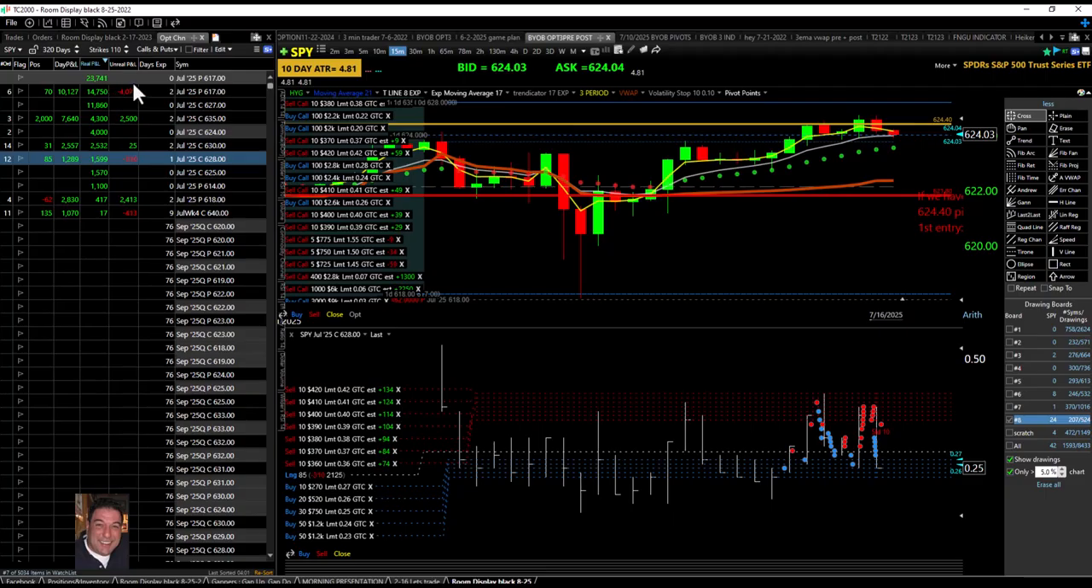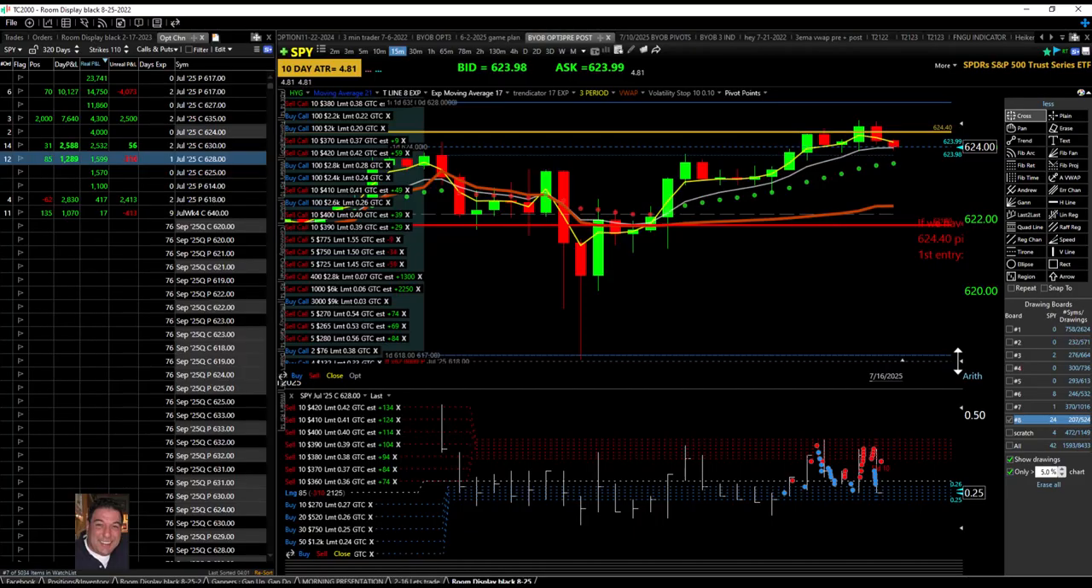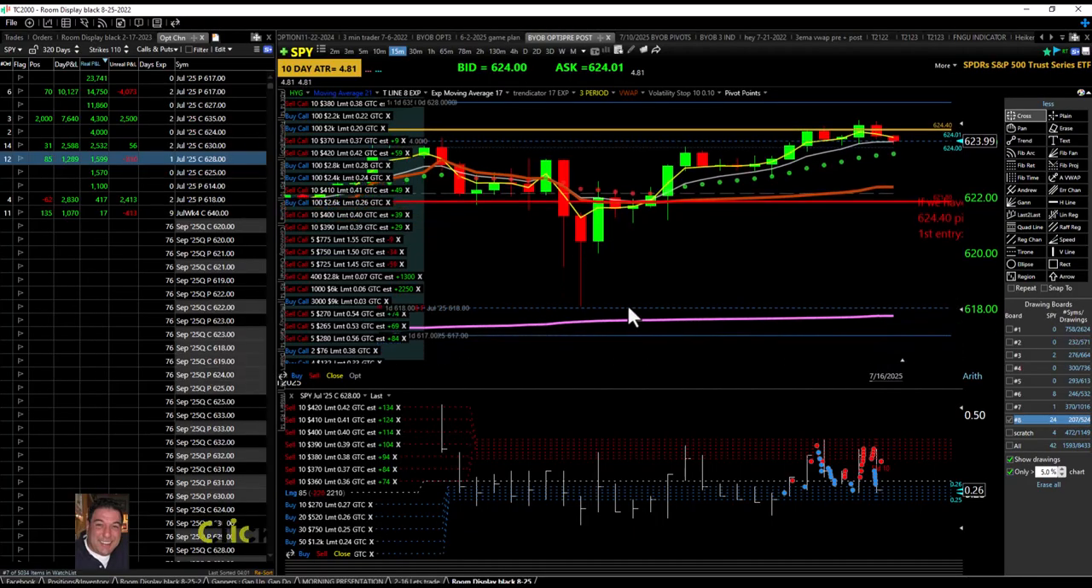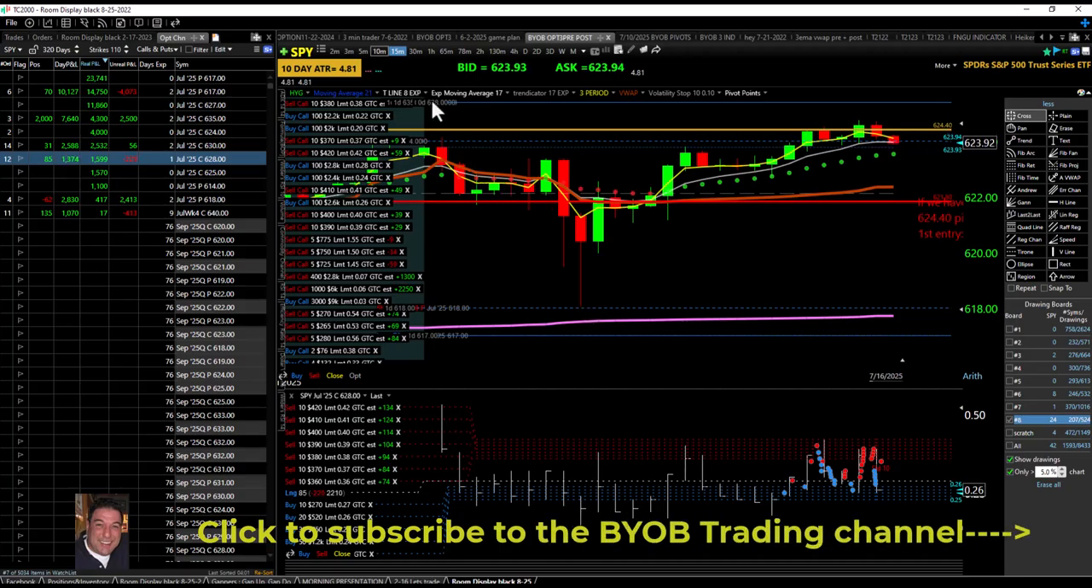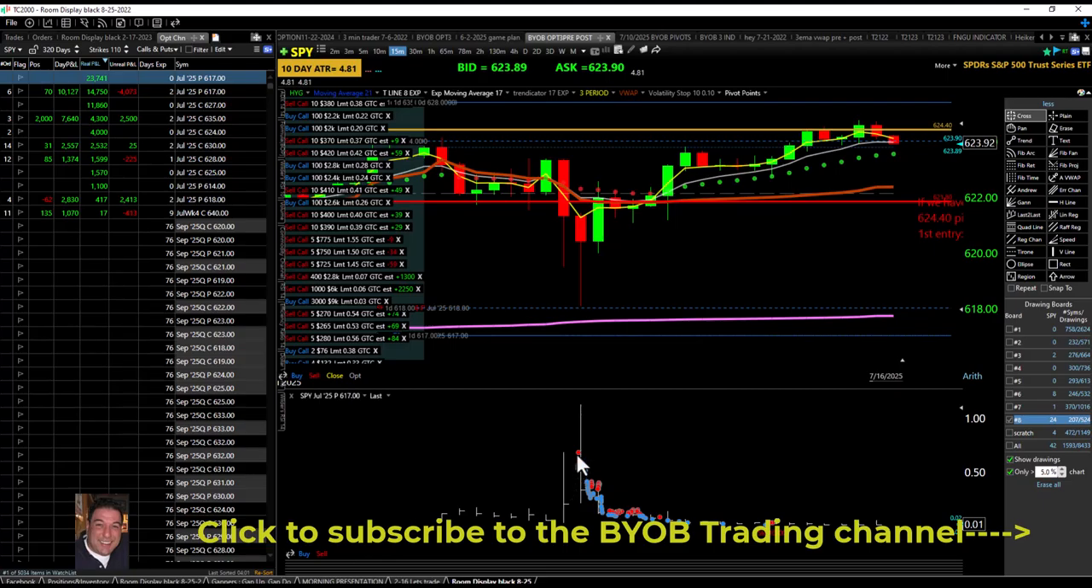All right, first one, 0 DTE puts, 617. You can see price came down to 618 right here. We had a 10-minute downtrend underneath VWAP that shot down into 618. On those you can see I bought them and sold them on the highs. Bottom, sold them on the highs.